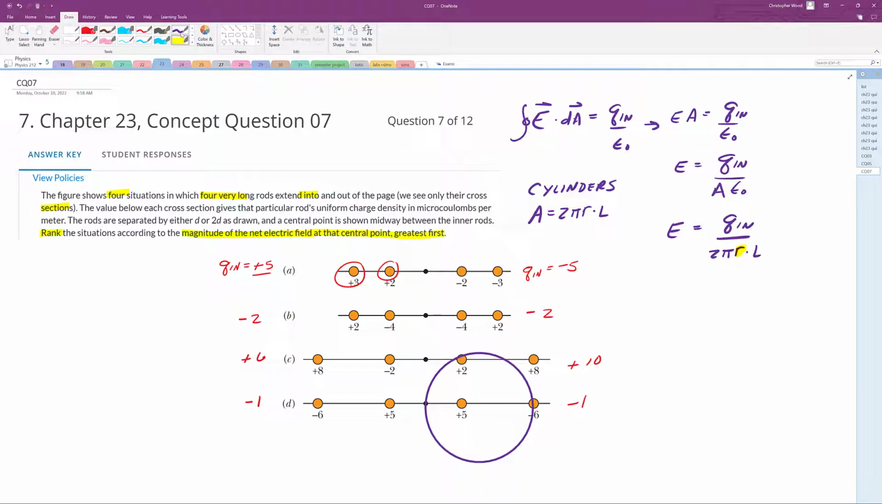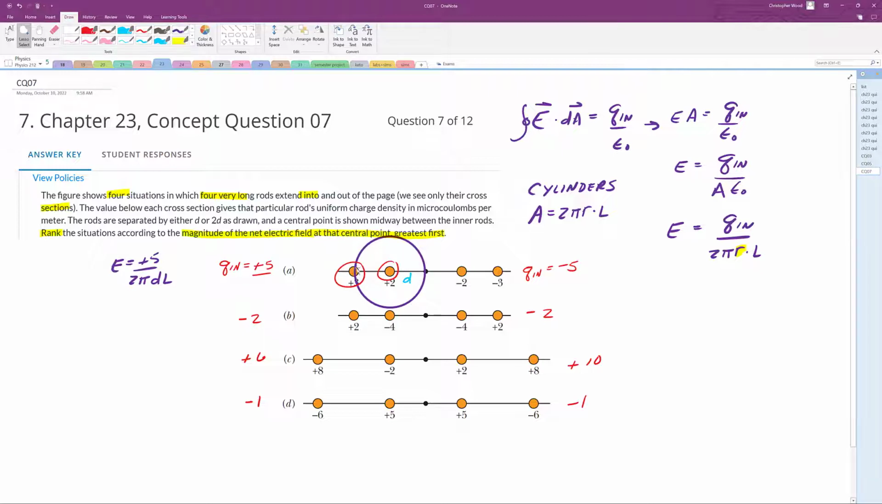So for situation A, I'm just talking about the left side, the electric field is equal to the amount of enclosed charge, which is positive 5, all over 2 pi times R. And in this case, R equals D, times L. Let's talk about how R equals D for situation A. Here's my circle again, which represents the cross-section of my chosen imaginary Gaussian cylinder. And here's where you can see how the radius here is D. It's given as D in the problem statement.